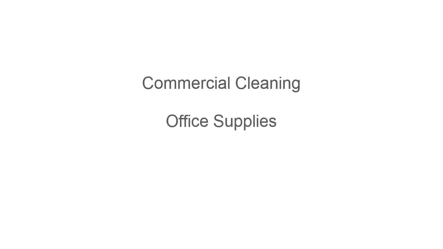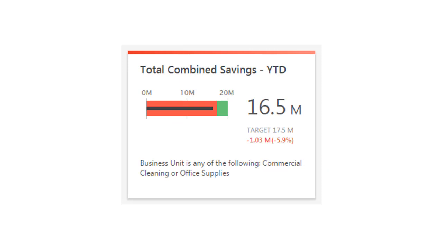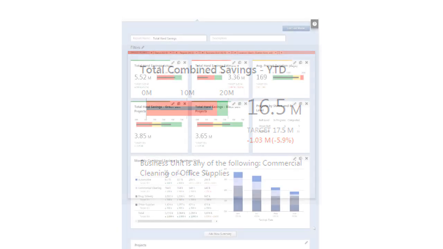Next, suppose you are responsible for the commercial cleaning and office supplies units and you've set up the combined annual savings target for those two units at $17.5 million. Enter this as a yearly target to help you see how you're doing year-to-date against the target. To build a summary showing year-to-date combined savings for the two units, click Add New Summary again.